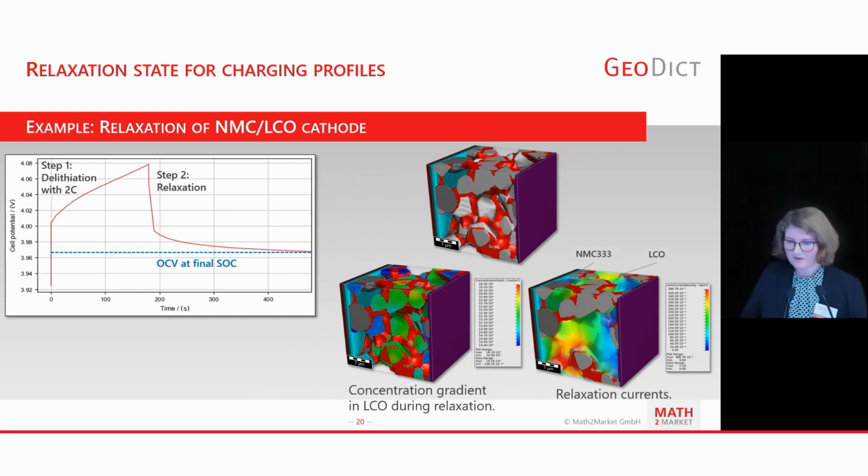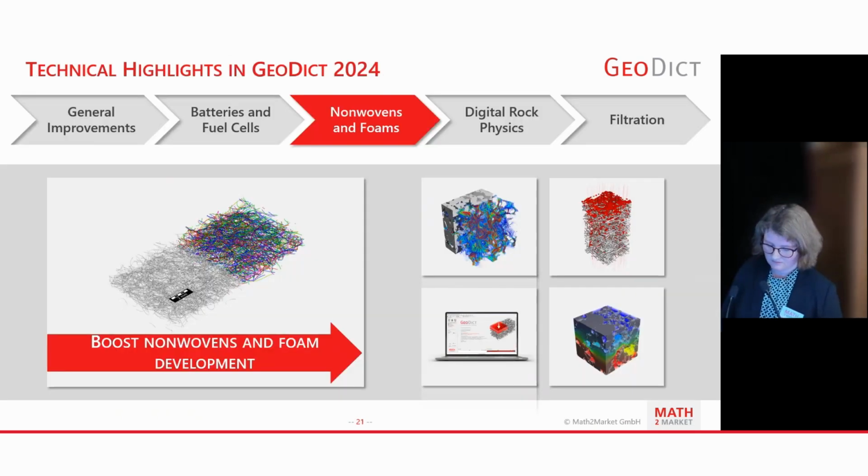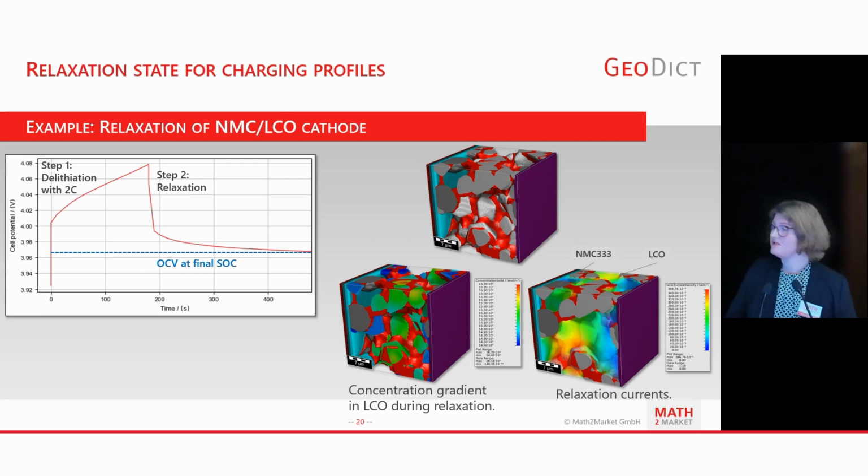Now we look at this example of the relaxation of an NMC or LCO cathode. During the delithiation with a 2C charge rate, the concentration gradients evolve in the electrode. This simulation returns the cell potential over time, as you can see on the left-hand side. During the relaxation, the cell potential relaxes towards the open circuit voltage. You can see that in the curve. And the concentration gradients in the electrode disappear. In the left structure, you can see the visualization of the concentration gradients, and in the right structure, you can see the visualization of the relaxation currents.